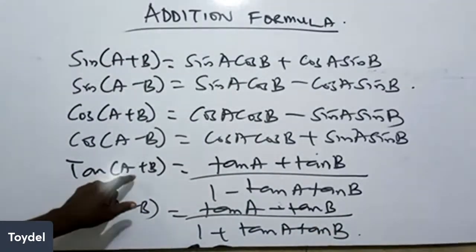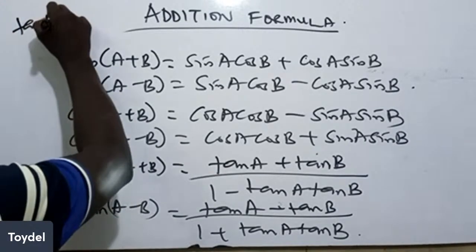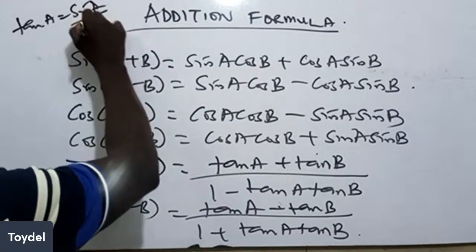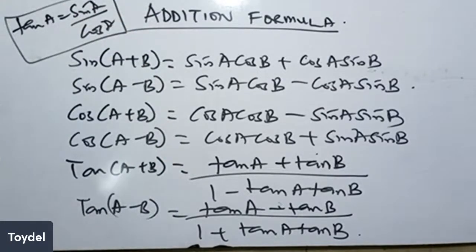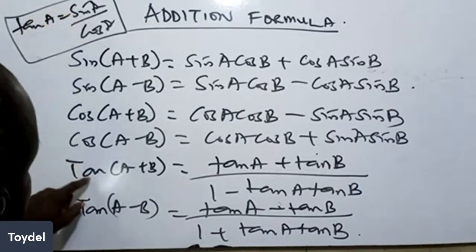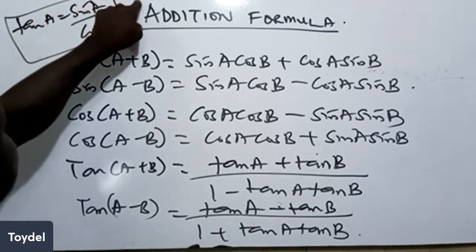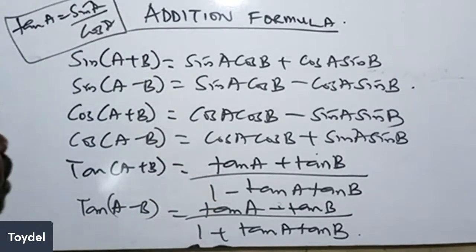So how do we get tan A plus B? In our last class, we agreed that tan A is equal to sine A all over cos A. We noted this in the last class. So if you want to find tan A plus B, just say tan A plus B will be sine A plus B all over cos A plus B. Then when you express everything, we are going to derive this. So these are the addition formulas.